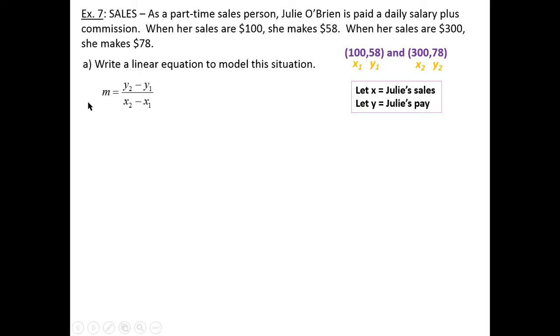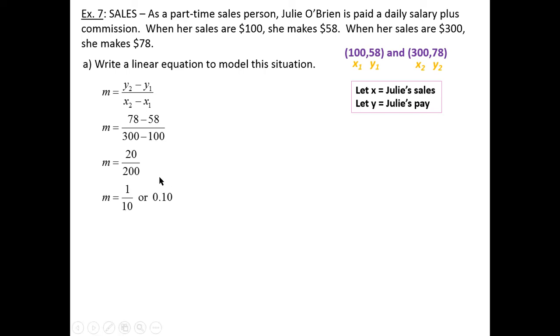And see, we do have two pairs of x's and y's. We could plug in values for each of them into our slope formula, where the y values go up top, the 78 and the 58, and our x values are on the bottom, 300 and 100. And then we can do the subtraction. We end up getting 20 over 200. We can reduce the fraction then.